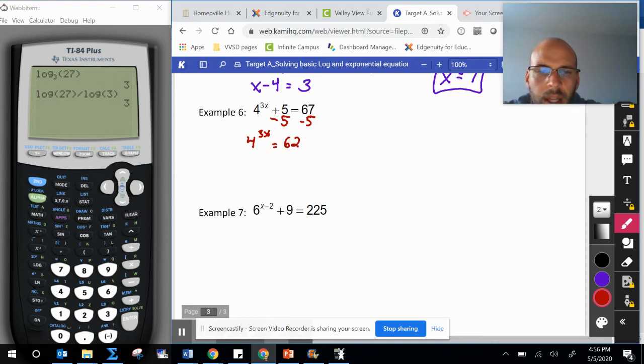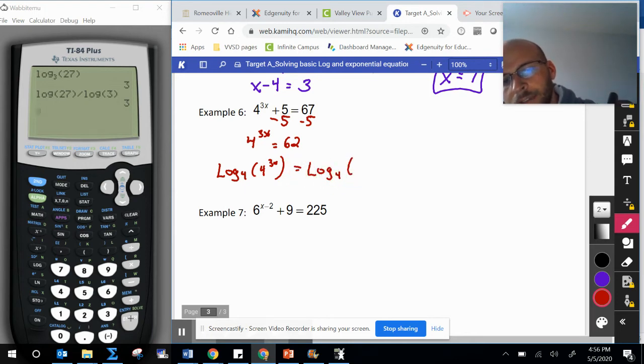Okay? Now the base of the exponential is 4. So I want to use a log with the same base. So now I have 4 to the 3x inside that log. And what I do to one side, I have to do to the other. Okay. And we know that those cancel. And I'm going to be left with 3x on the left-hand side. And we need to know what that decimal is going to be on the right-hand side.